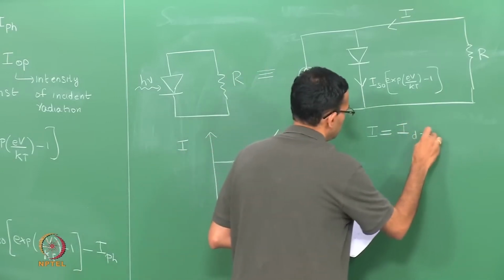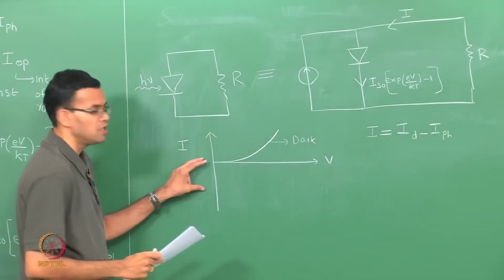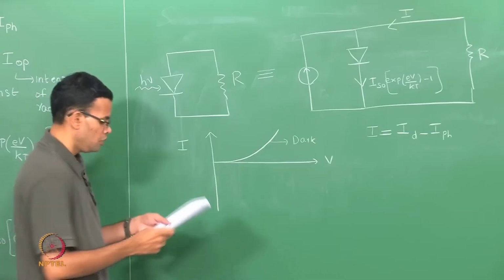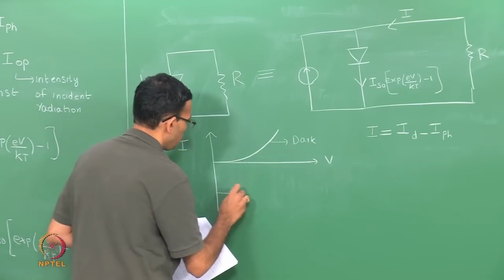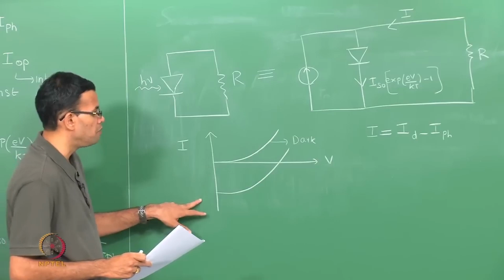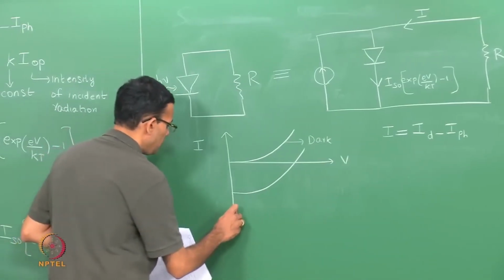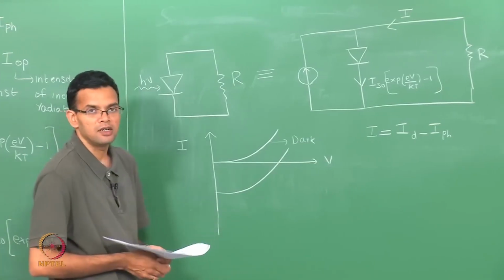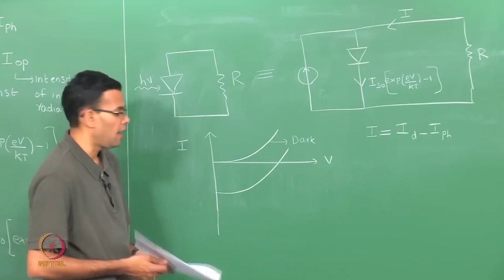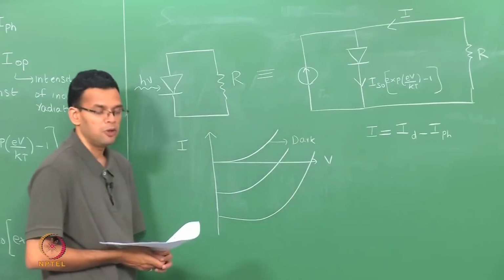is ID minus IPH. So the effect of this is to shift your IV current below, so that when you have some photocurrent shining, you no longer start at 0, but you are shifted below because of the minus IPH. If you increase the value of the incident radiation intensity, so that IOP is higher, then IPH will be even higher, and then you are shifting this even further below.